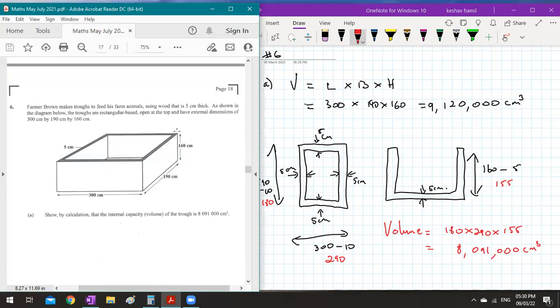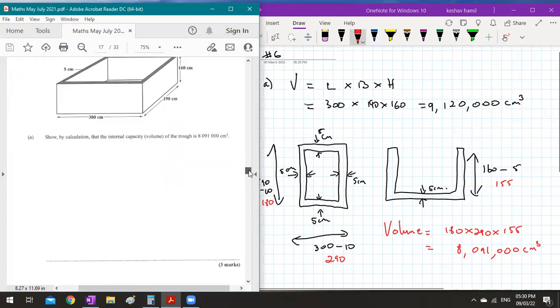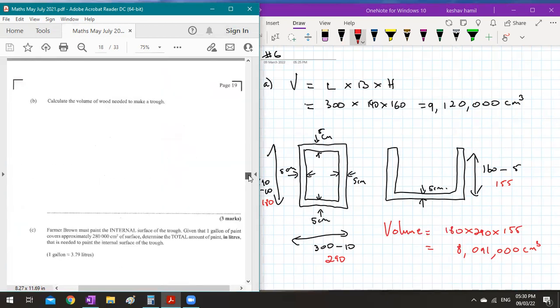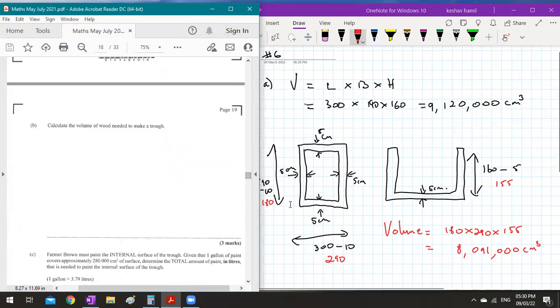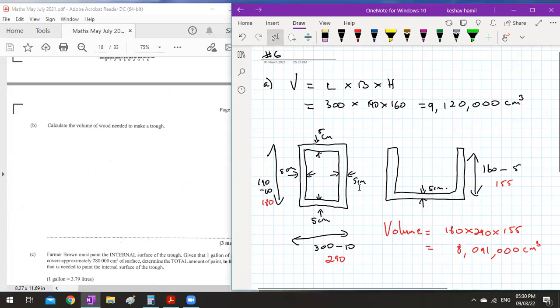So normally what they would tend to do is tell you to find the external volume, but because they use the word thickness, you have to understand that the thickness will be uniform right around. And so you have to minus that. Another way of doing it was multiplying 10 by 10 by 5 and minusing it from this amount.